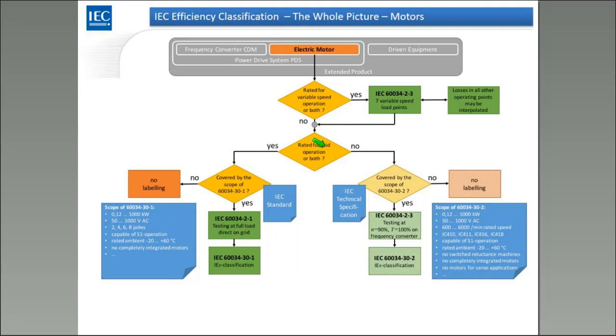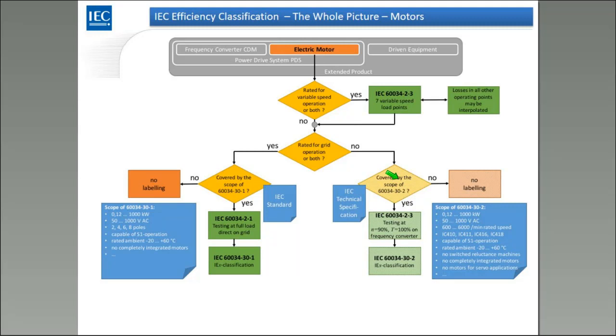The next question is, what is the rating of that motor? Is it rated for grid operation, or is it rated both for grid and variable frequency operation? If the answer is yes, then the classification is according to 34-1. If the answer is no, that means that the motor is rated only for frequency converter variable speed operation, then it is covered by 34-30-2.